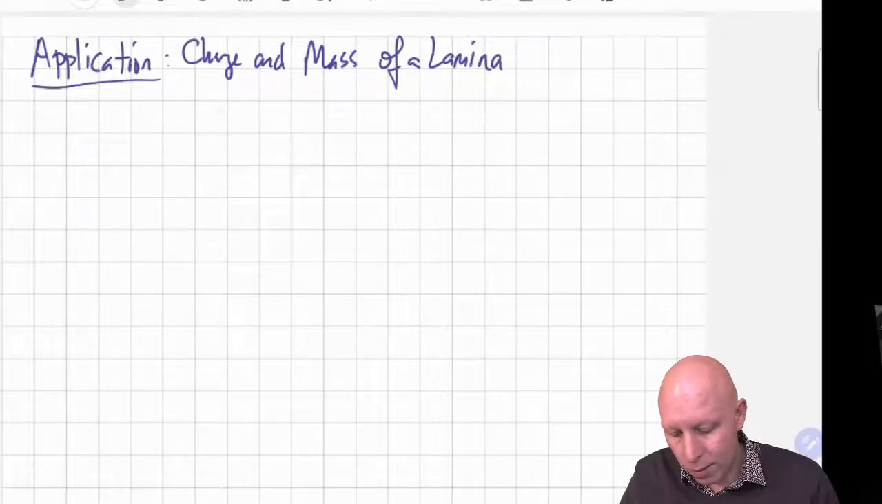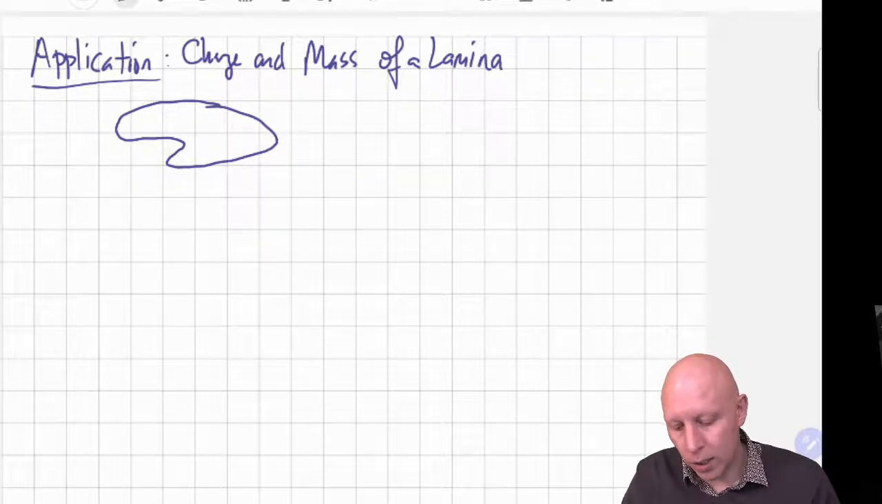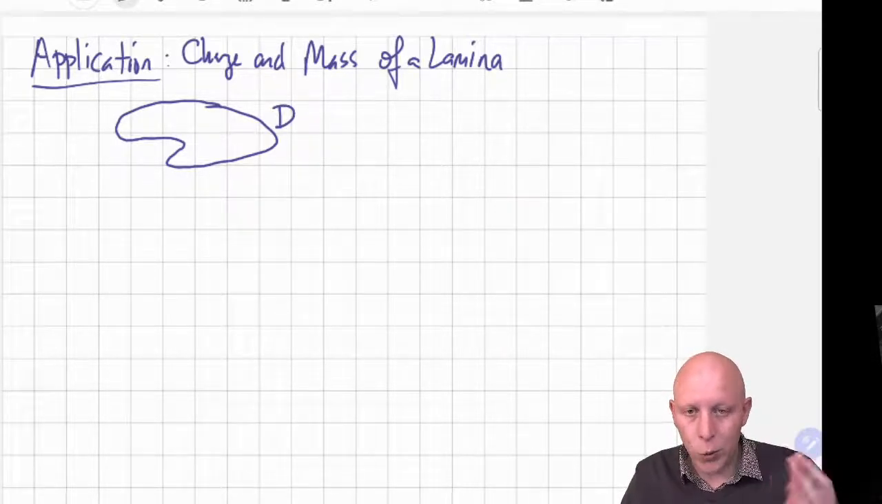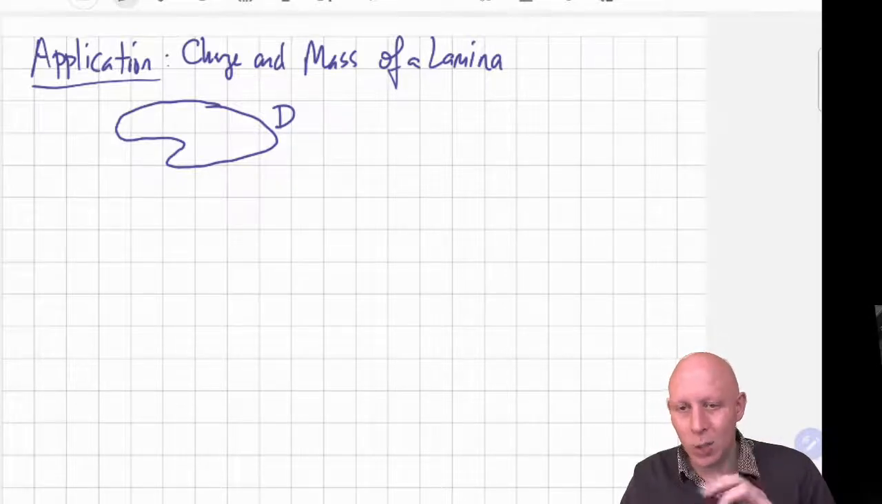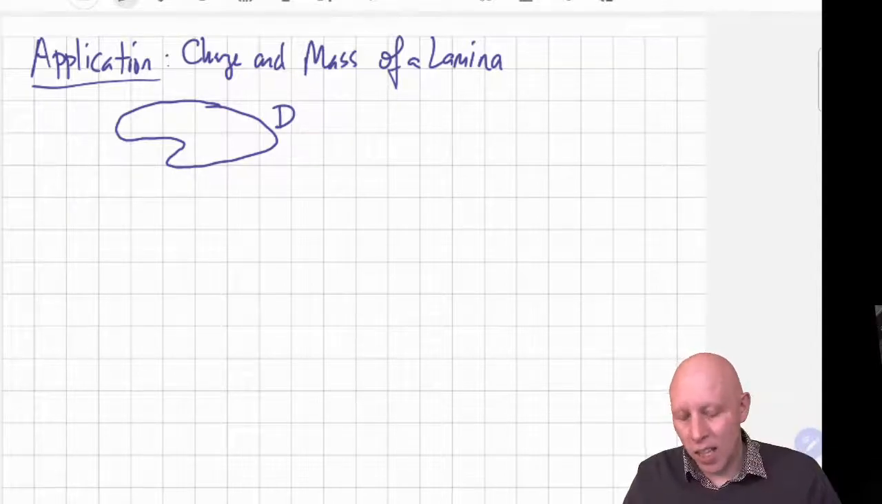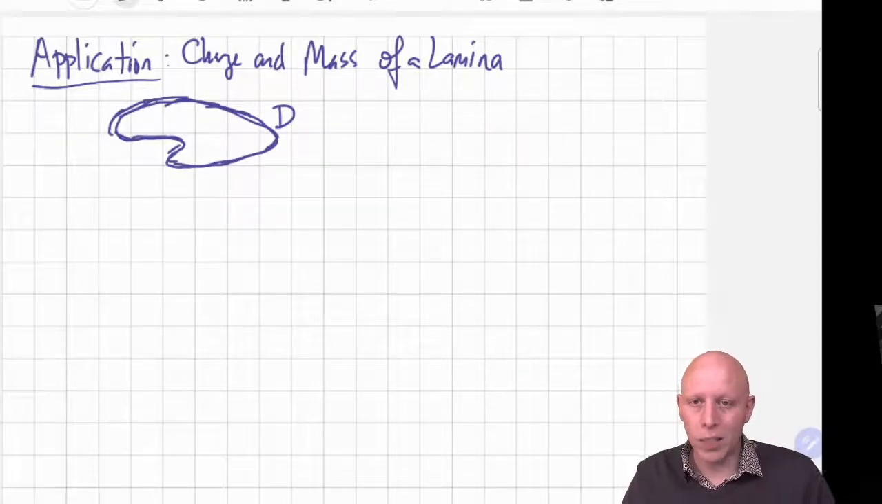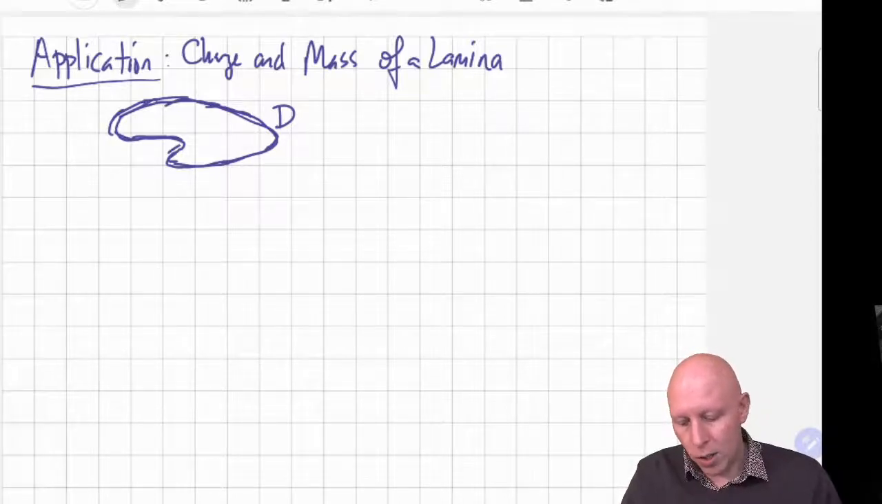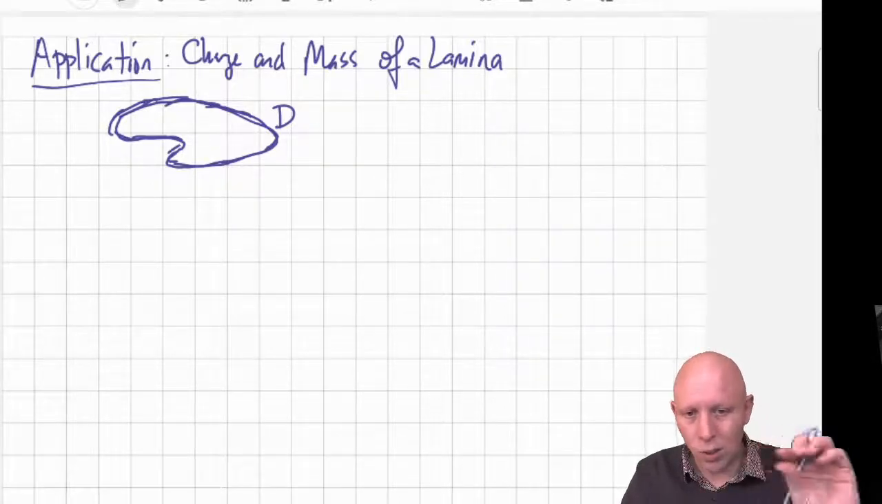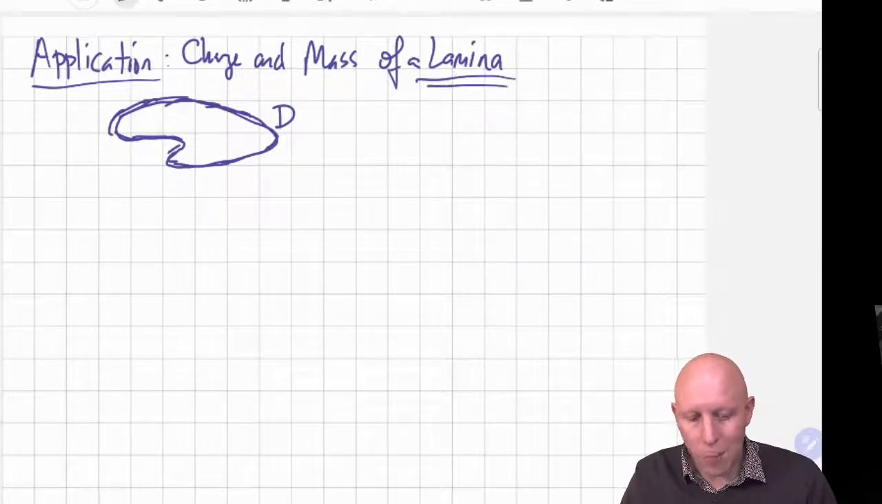Let's say we have, and the key word there is the density of an object. Let's say we have some two-dimensional object. Now this could be a really thin object, not actually two-dimensional, but really, really thin. We're going to talk about either the charge of the object or the mass of the object. A two-dimensional sheet is often called a lamina.